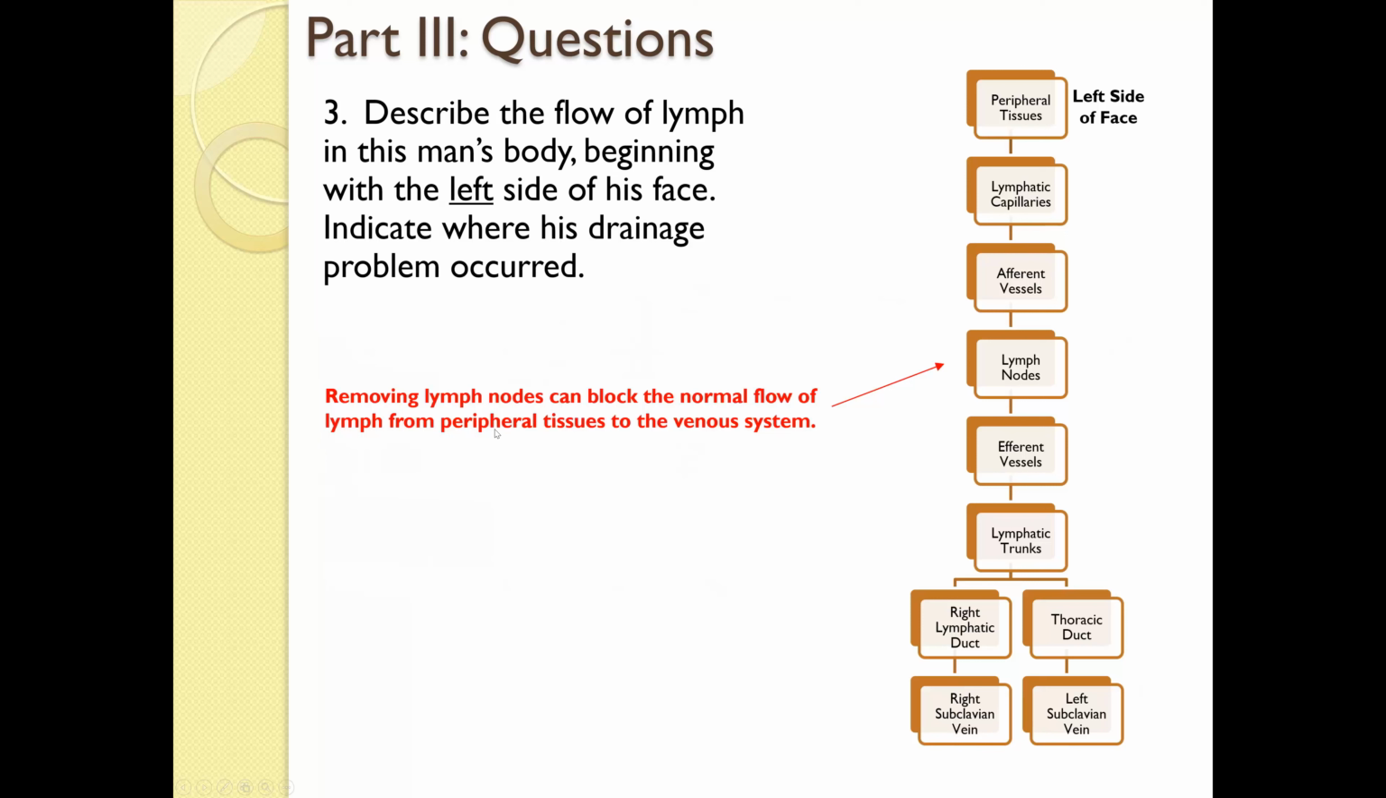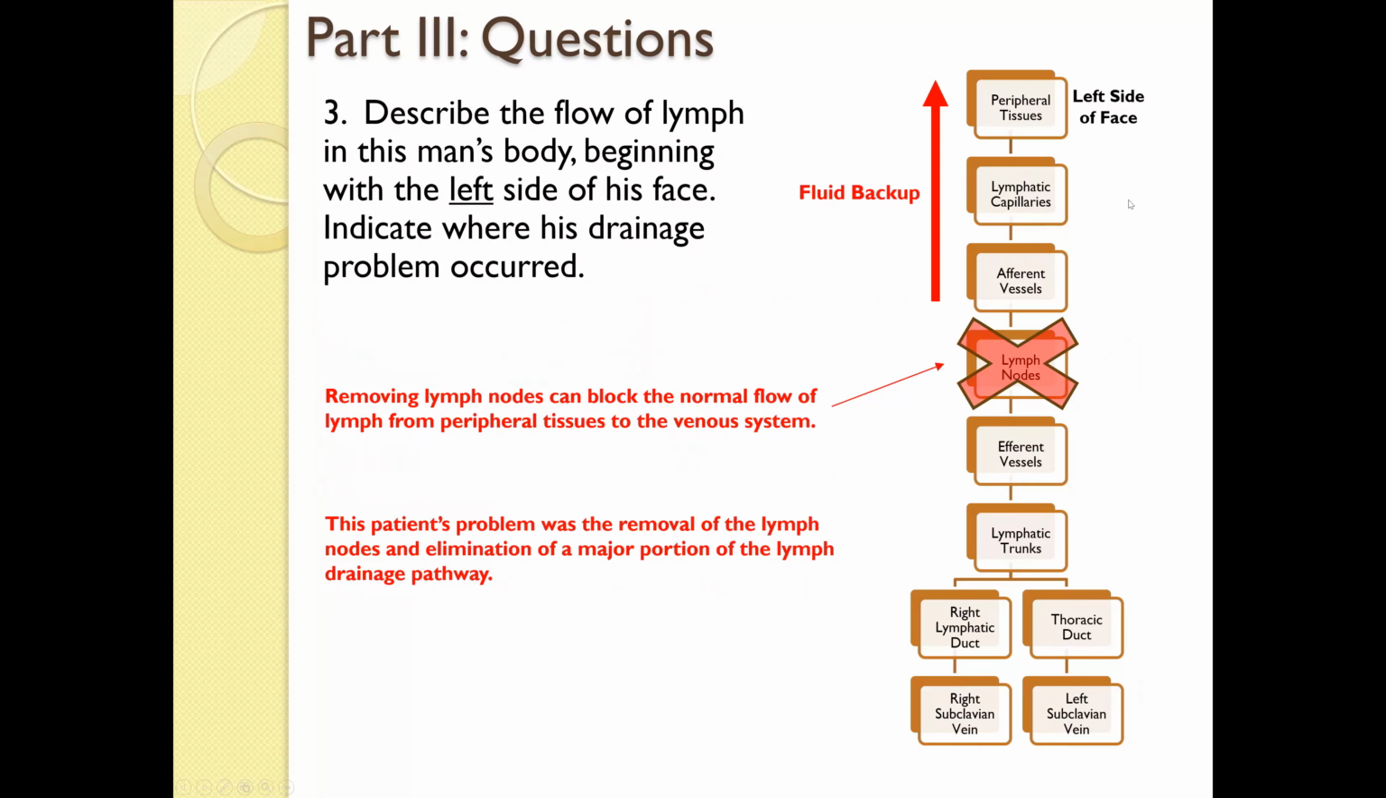So removing lymph nodes can block the normal flow of lymph from peripheral tissues to the venous system. So in our patient's case, we had the removal of lymph nodes in his neck, which is then going to cause fluid to back up, which is what eventually causes the swelling of the left side of his face. So this patient's problem was the removal of the lymph nodes and elimination of a major portion of the lymph drainage pathway. And that is the end of the Chapter 22 activity.